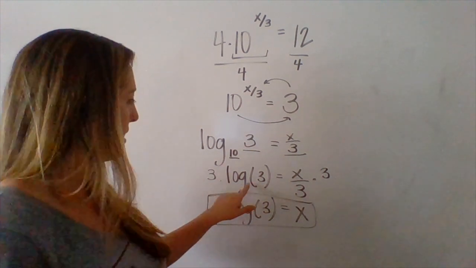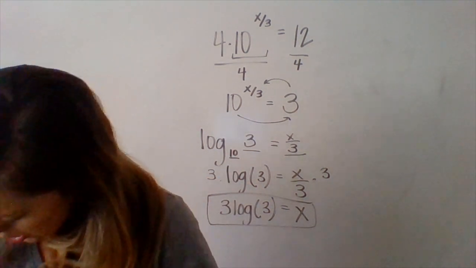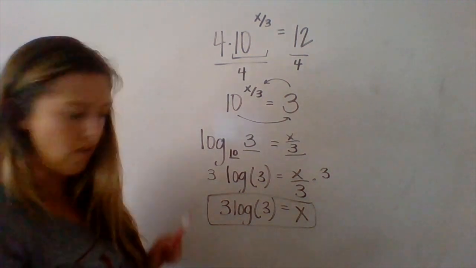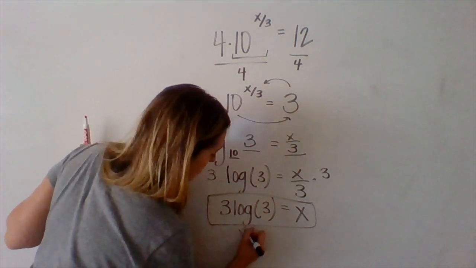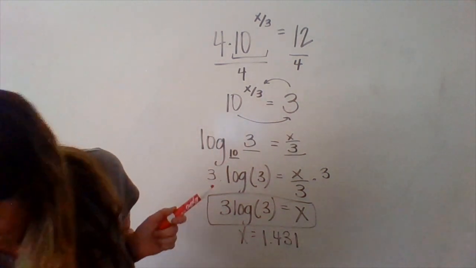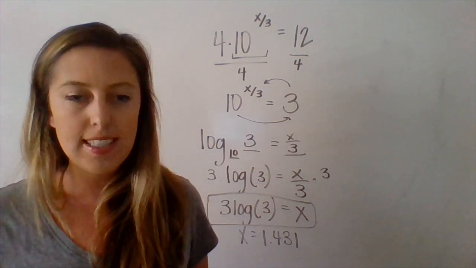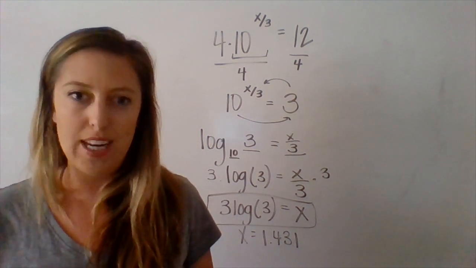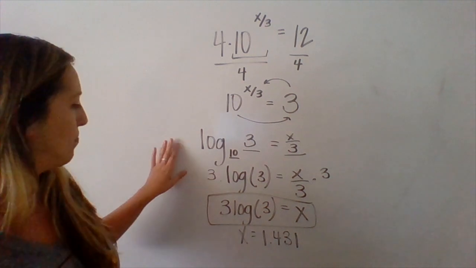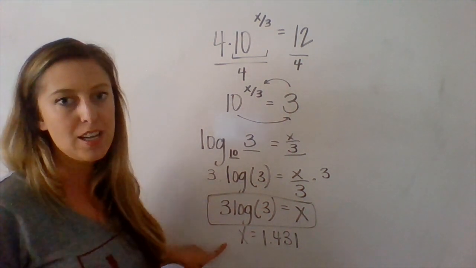Or because it was base 10, the common log, I can plug this into the calculator. And when I do, I get an answer of 1.431. And notice again, we have it rounded to 3 decimal places. On the AP Calculus exam, we're going to want to round everything to 3 decimal places. So get it all the way down here. And so this would be your log form. This would be your decimal.